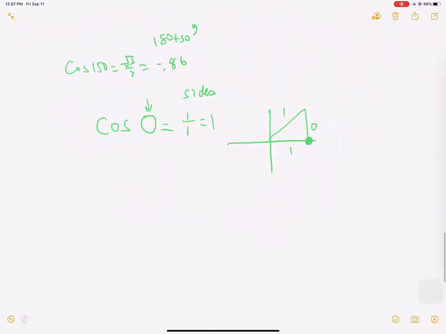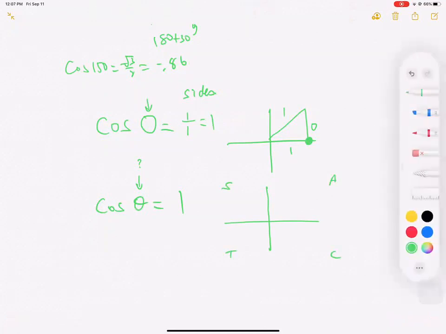Now, what if I had to go backwards? What if I gave you cosine of theta is equal to 1? What angle would give me this possibility? Draw the cross like you normally would. Ask yourself, is cosine positive or negative here? Cosine is positive. All students take calculus. So where would cosine be positive? Cosine would be positive in quadrants 1 and 4. So we draw a triangle in quadrants 1 and 4, just like what we did before.